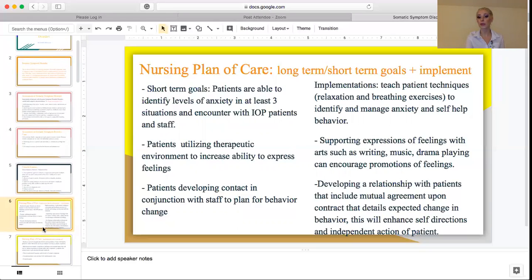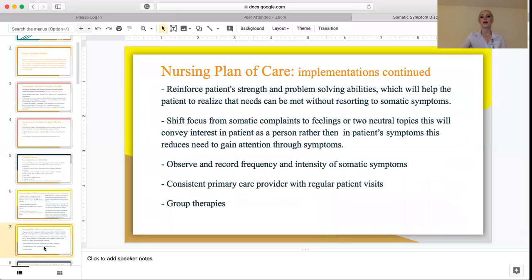Developing a relationship with patients that includes mutual agreement upon a contract that details expected change in behavior. This will enhance self-direction and independent action for the patient. Reinforcing the patient's strengths and problem-solving abilities will help the patient to realize that needs can be met without resorting to the somatic symptoms. So helping the patient advance in problem-solving ability and realize that their needs can be met without them feeling sorry or finding that there is something wrong with themselves.